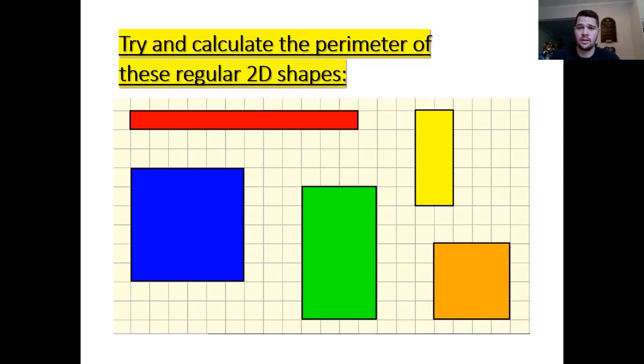You can zoom in on your screen for each shape if you need to. You just pause it and then hit in the right top hand column on your screen. You can hit zoom in the percentage, okay? The answers are coming up on the next slide now.